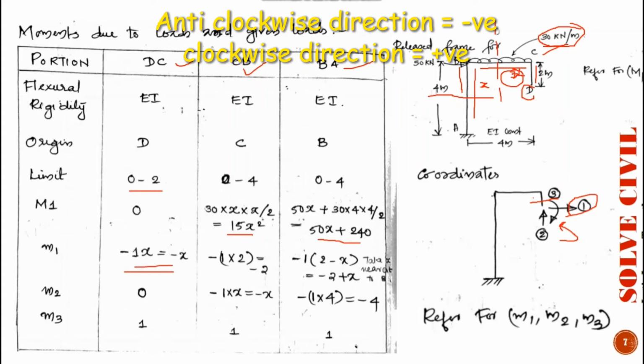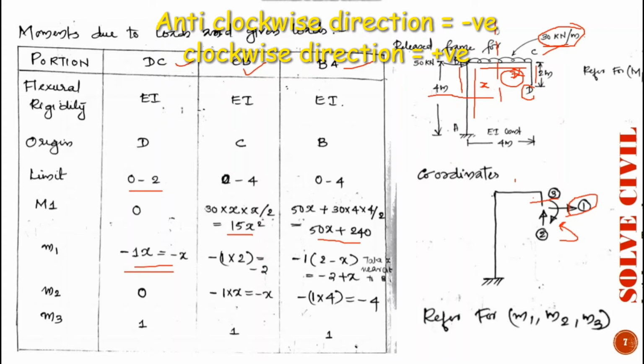In case of CB, due to the unit load at coordinate 1, the moment will be minus 1 into 2. That is, in this member, the perpendicular distance is 2.